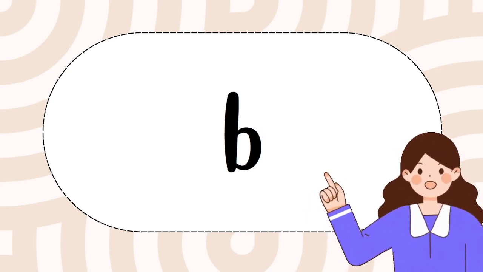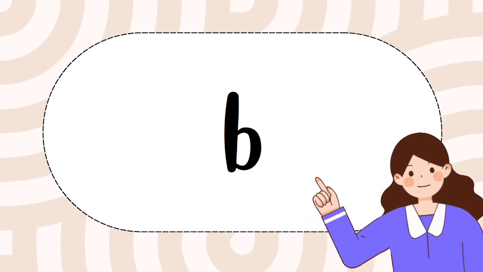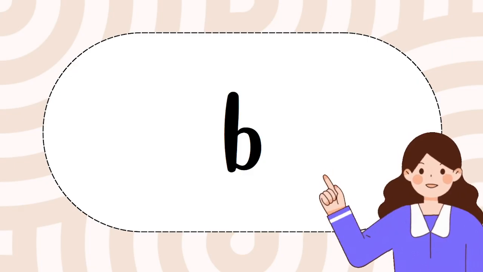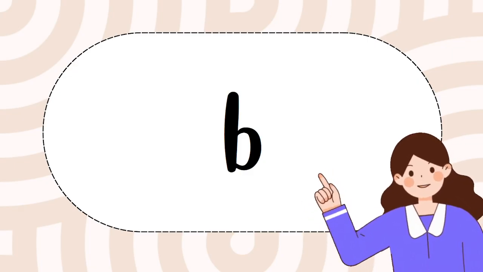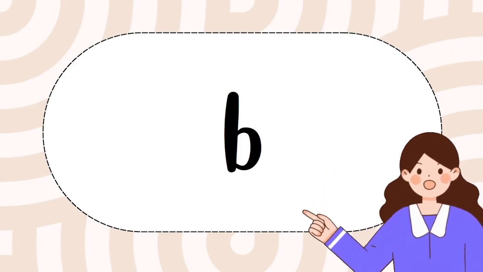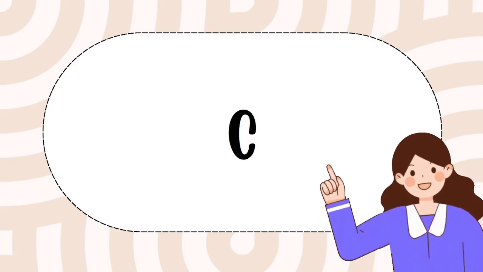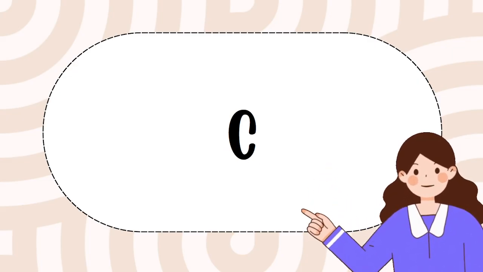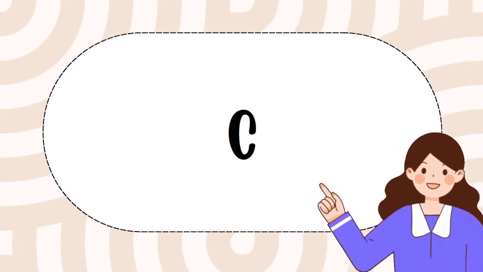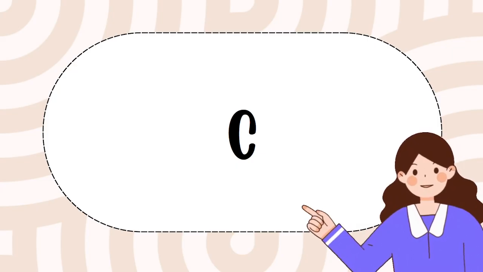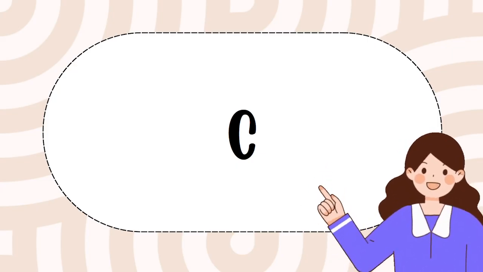This is second letter. This is letter B. B sounds B. Can you repeat? B sounds B. This is letter C. C sounds K. K. C sounds K.